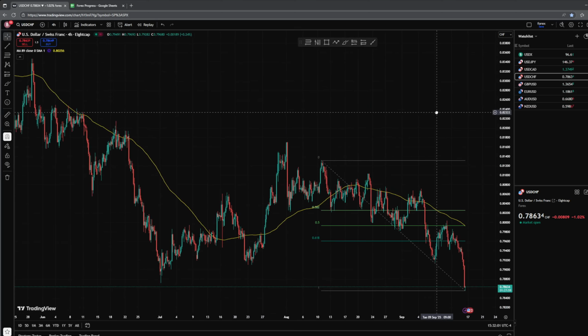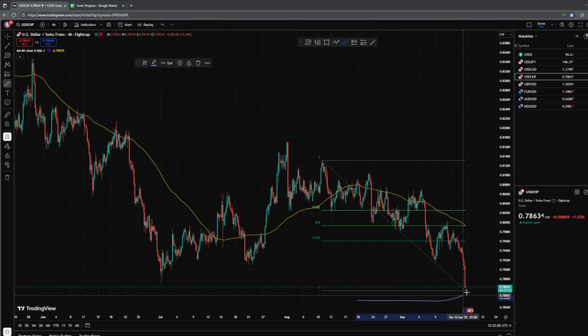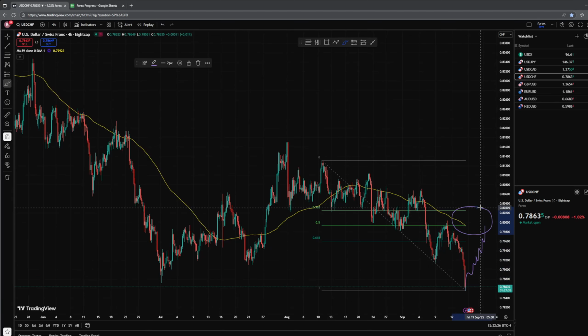Okay, USD Swiss franc. So here we have the market clearly behaving below the yellow moving average line, right? So in other words, the trend is down in USD Swiss franc. So if the market retraces more up like this and keeps retracing at least to a 50% zone here, then I would start selling USD Swiss franc. Until that, we're going to wait.